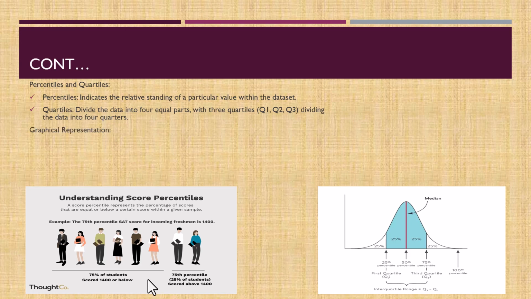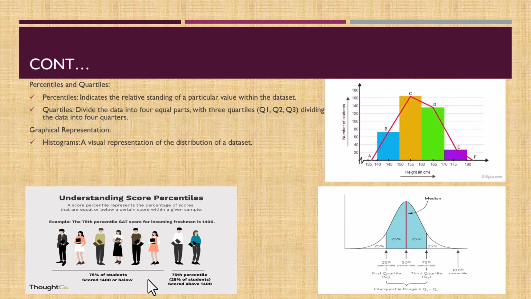Another thing that falls into descriptive statistics is graphical representation of data. In graphical representation of data, we have a lot. I mean, we have histograms, we have bar charts, we have pie charts, and many more. When I say a histogram, it will be a visual representation of the distribution of a data set. As you can see, we have the distribution shown there.